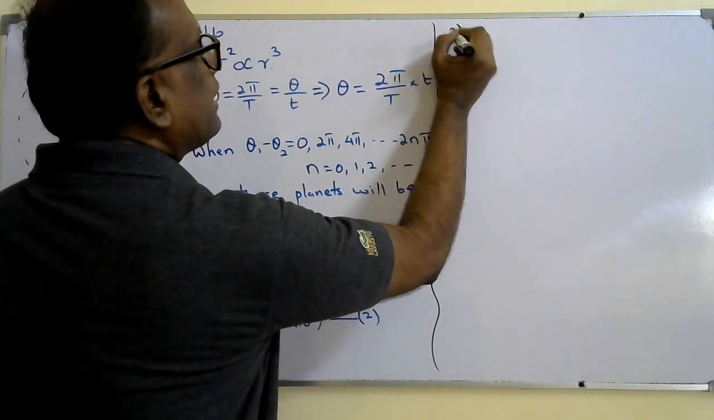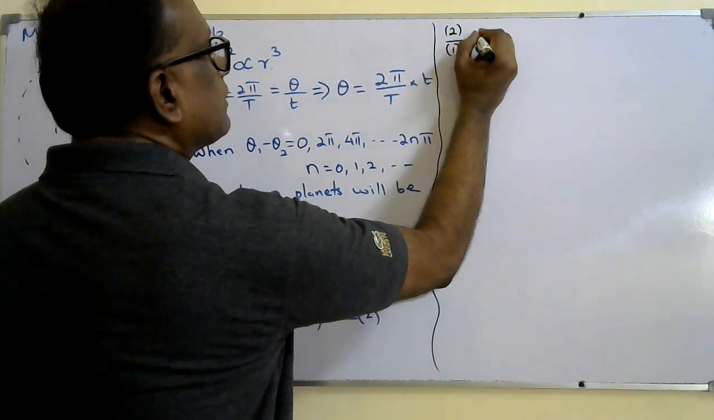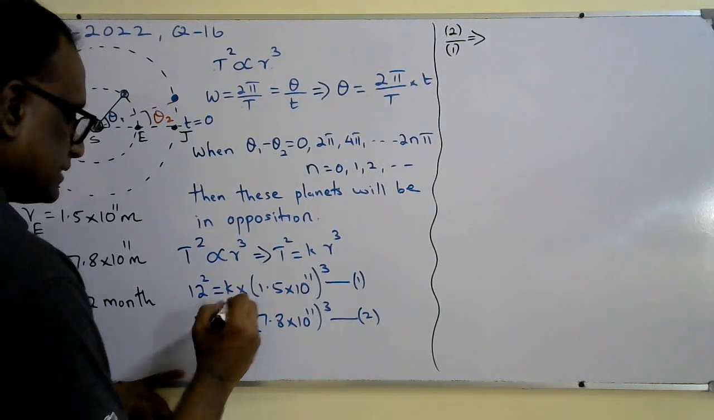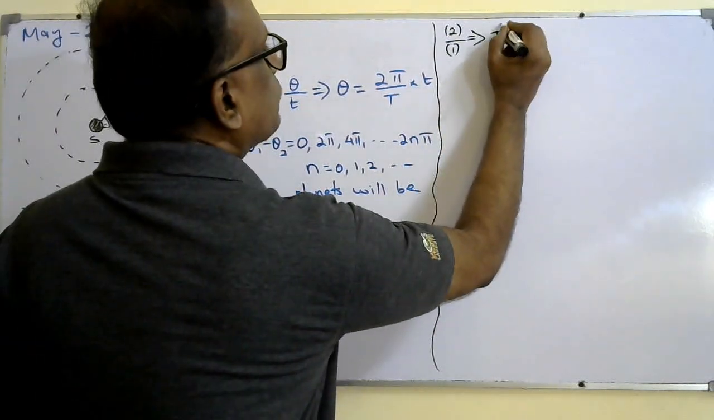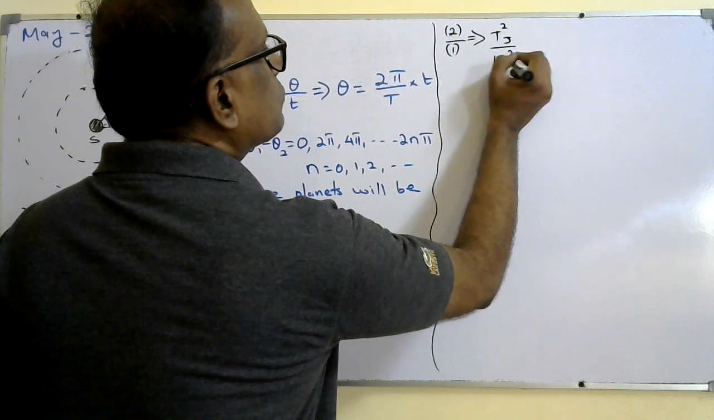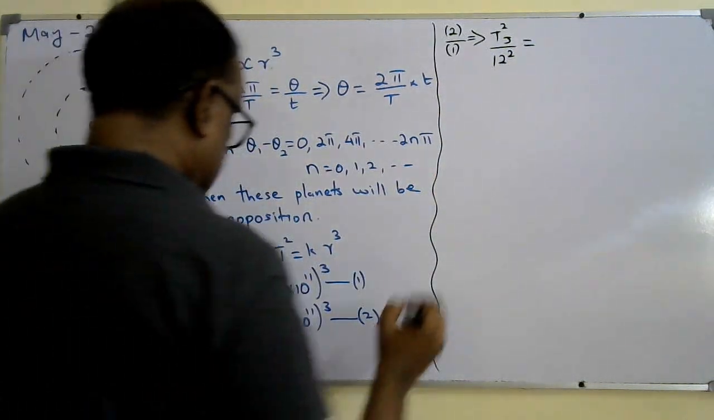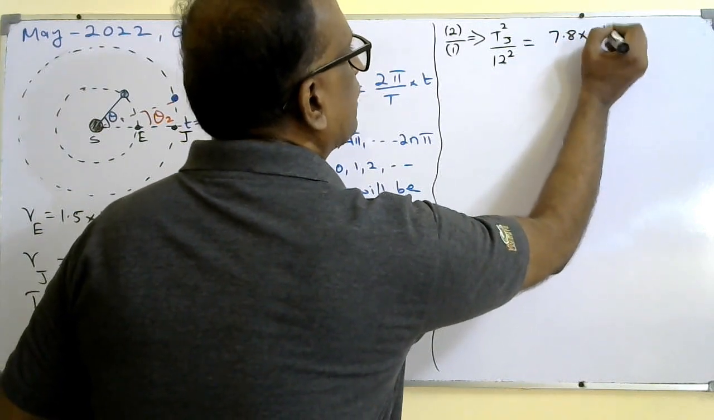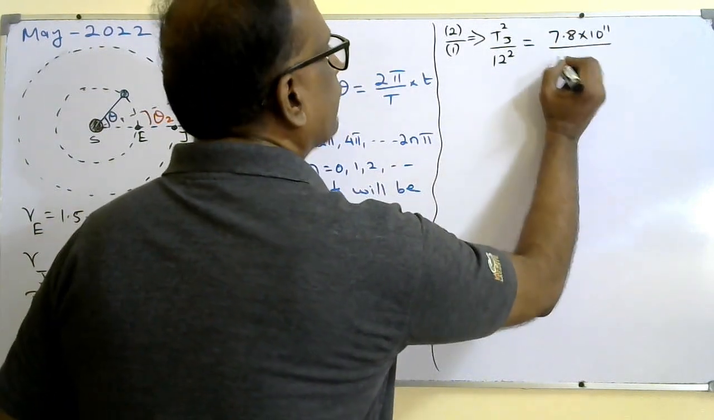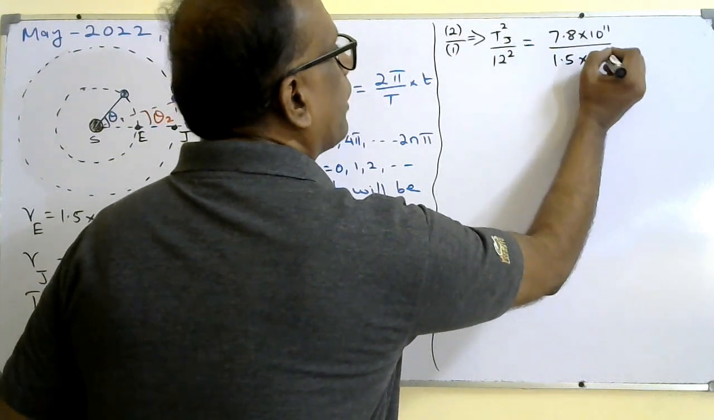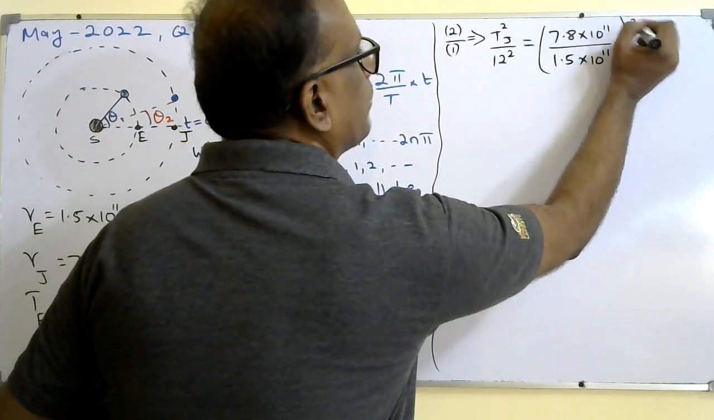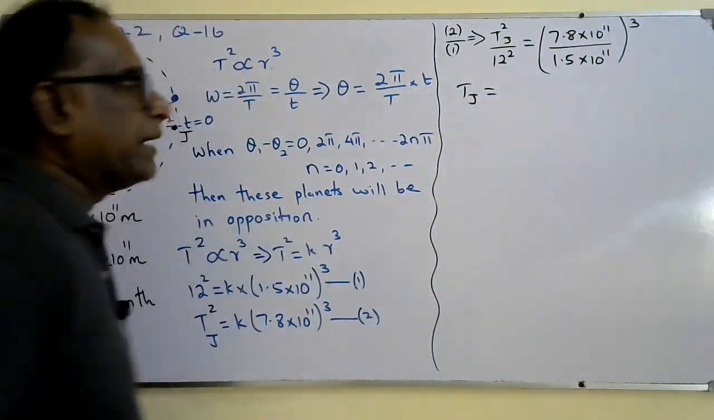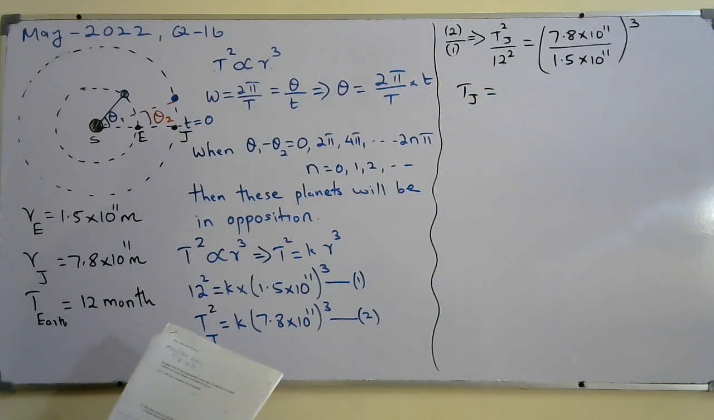You will get T squared J over 12 squared equals 7.8 times 10 to the power 11 over 1.5 times 10 to the power 11, all cubed. I can take the cube out, solve it, and find the square root to get the time period of Jupiter. You will get 142.3 months.